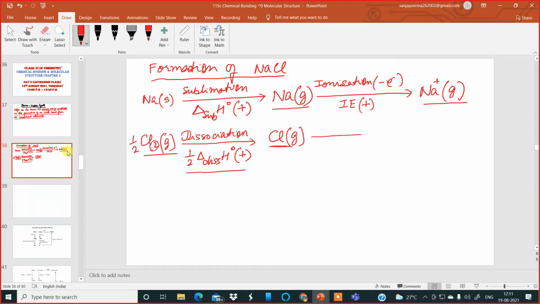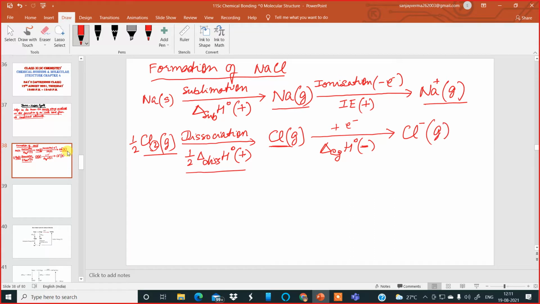After that, once we make chlorine atom in the gaseous state, now we have to give it an electron, e minus. That is electron gain enthalpy, delta EG H, this is the symbol. Here energy is liberated, so minus over here. So this will give me a chloride ion, Cl minus in gaseous state.